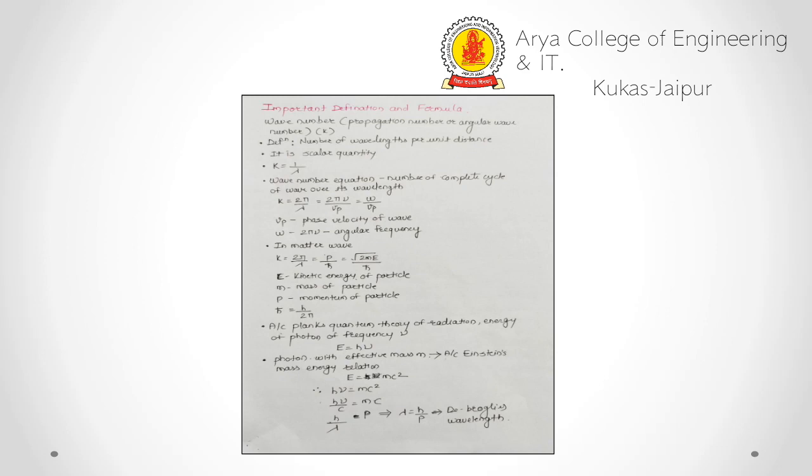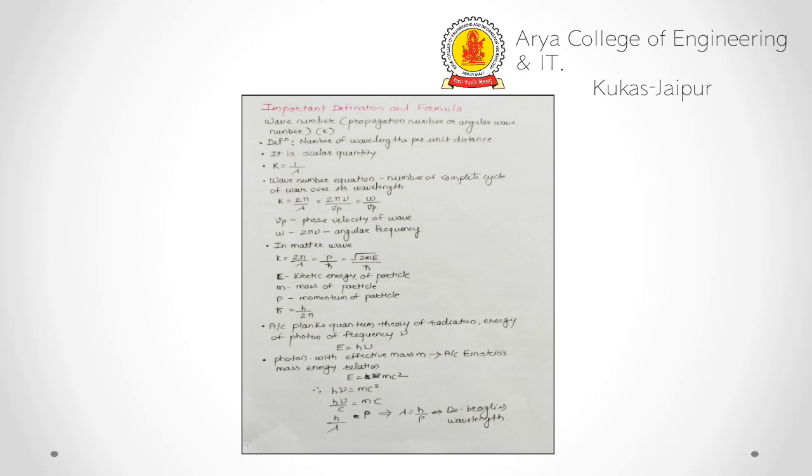Wave number equation. It is the number of complete cycles of the wave over its wavelength. The equation is k is equal to 2 pi by lambda, which can also be written as k is equal to 2 pi nu upon Vp, which is equal to omega upon Vp. Vp is the phase velocity of the wave, and omega is the angular frequency.